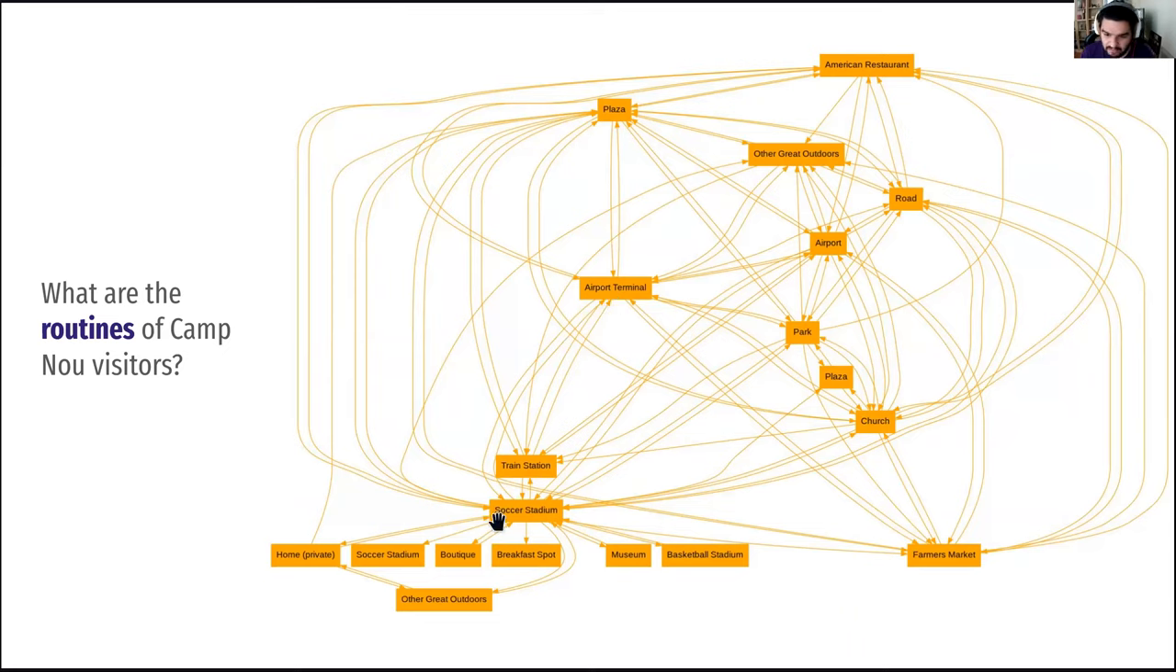Depending on what they do at what time of the day, because if they go to the soccer stadium for the museum, then they may go to have food or something like that. If they go at night, probably they will go to have a beer and so on.